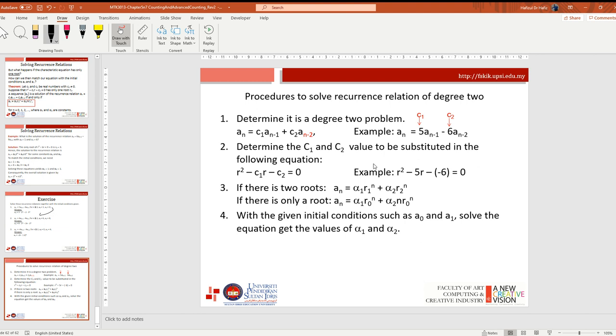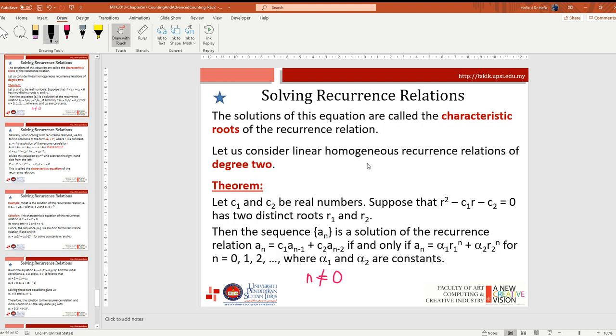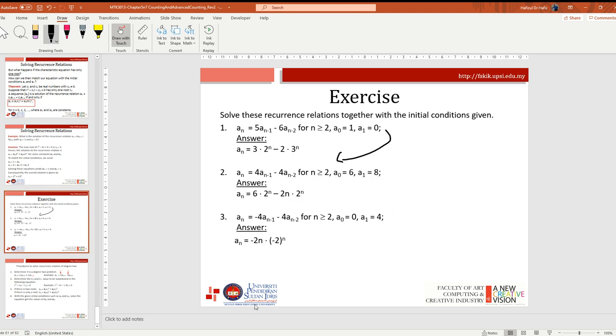Okay, degree 2. We have the example for degree 2. Degree 2 yang dia tadi. Okay, recurrent relation Fn is Fn minus 1 plus Fn minus 2, is a homogeneous recurrent relation of degree 2. Okay, so far do you have any questions?